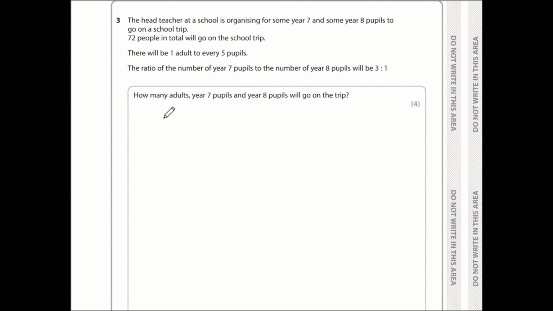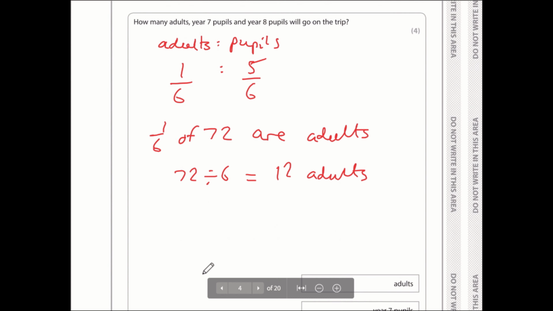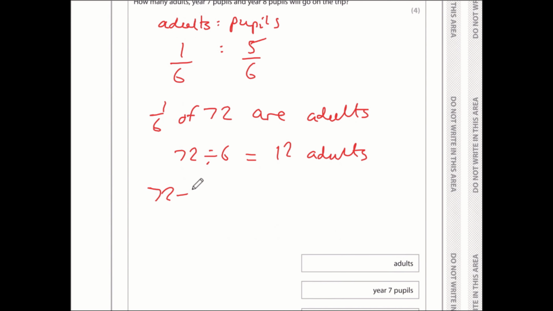So we know the ratio of adults to pupils is 1 to 5. So what that means is 1/6 are adults and 5/6 are pupils. Why are we dealing with sixths? Well, that's because 1 plus 5 is 6. So 1/6 of 72 are adults, and that means 72 divided by 6 is 12 adults. So if there are 12 adults, then there are 72 minus 12, which is 60 children.